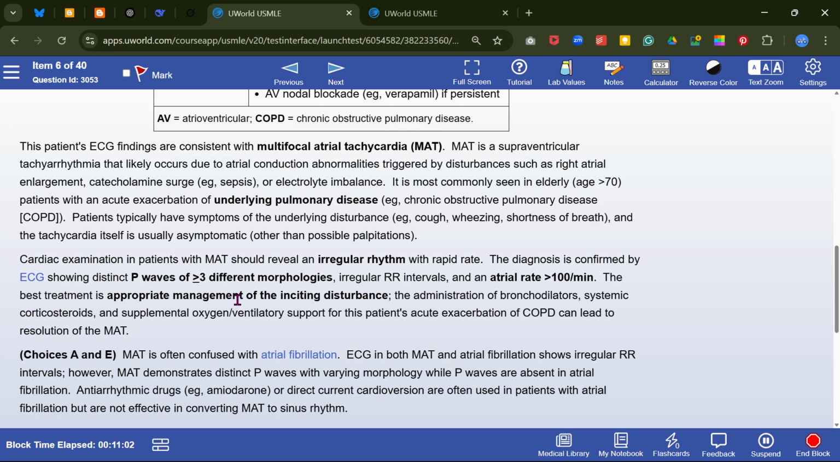This patient's ECG findings are consistent with multifocal atrial tachycardia. MAT is a supraventricular tachyarrhythmia that likely occurs due to atrial conduction abnormalities triggered by disturbances such as right atrial enlargement, catecholamine surge, sepsis, or electrolyte imbalance. It is most commonly seen in the elderly, age more than 70, with an acute exacerbation of underlying pulmonary disease (COPD).